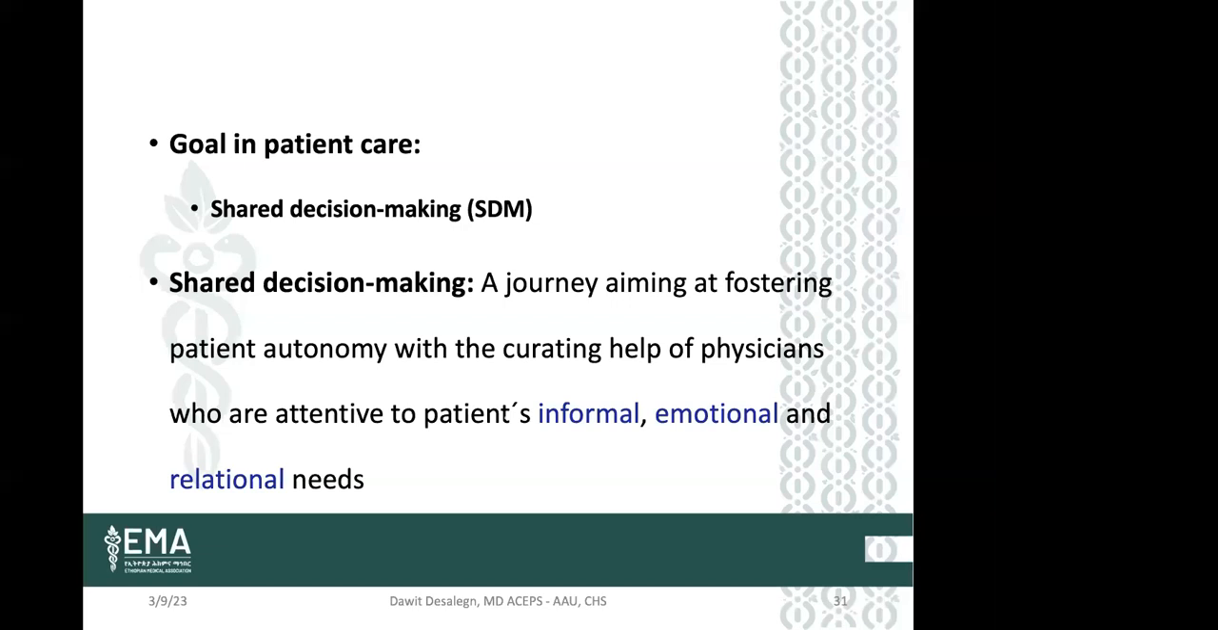Shared decision-making, SDM, is a journey aiming at fostering patient autonomy, by you who will be or who are attentive to patients' informational, emotional, and rational needs. So it's not only a physical need, but shared decision-making would require you to be attentive to the informational, emotional, and relational needs that the patients have.